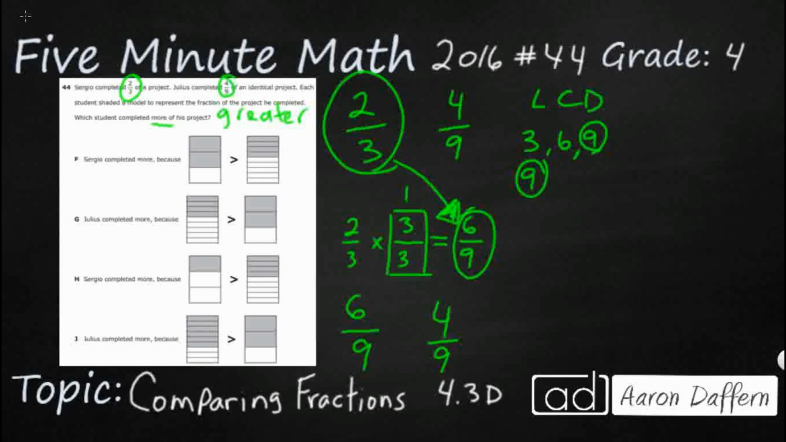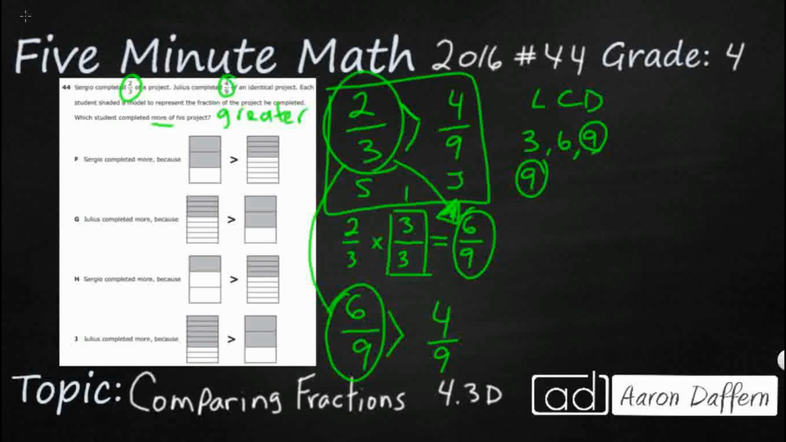So it looks like obviously our 6 is going to be greater than our 4. 6 pieces are bigger than 4, which means, since I know that this 2/3 is the same as my 6/9, we can now say that 2/3 is greater than 4/9 because we did the work. Now, we need to match these up here. So Sergio, I'm going to put a little S right there. Sergio was my 2/3. Julius, there's my J. So here's my answer right here, is my 4/9.